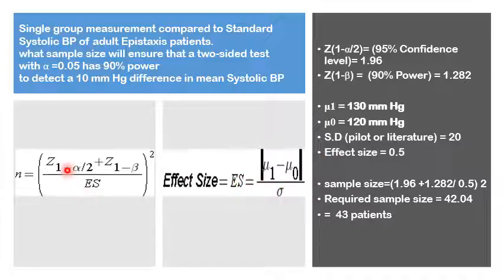So we plug in 1.96 here, which corresponds to the z-score of 95% confidence, and for 90% power it is 1.282, divided by half here, and this would give you the result. The required sample size is 42.04, which is 43 patients.